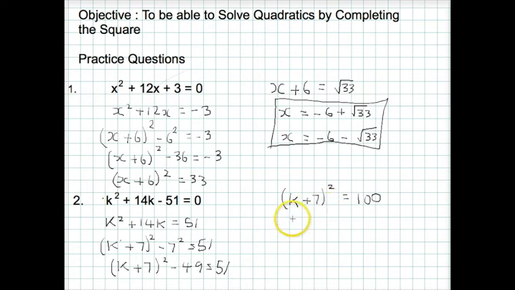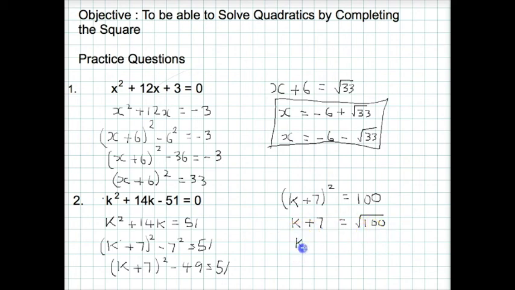If we now find the square root of both sides, we have k plus 7 equals the square root of 100. The temptation is to not even write that down and just write 10. Then you're probably going to forget that the square root of 100 could also be minus 10. So please write in root 100, and then it should remind you that there are obviously two answers to that.